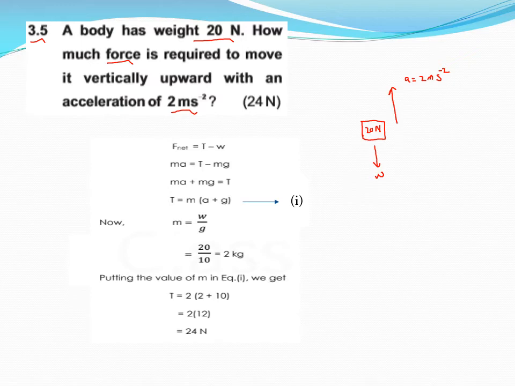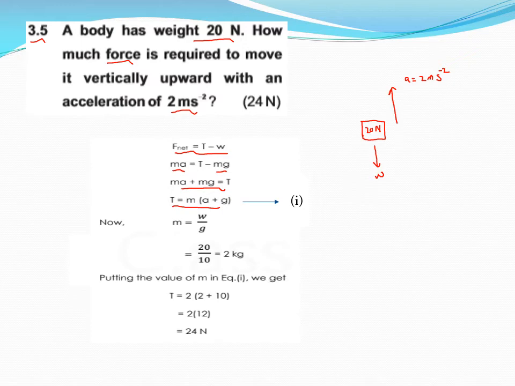As the body is moving upward, F net equals T minus W. Here T represents the upward force, and W represents the downward force, and this T minus W suggests that T is greater than W. That's why F net is generated, and F is equal to ma, and W is equal to mg. Now rearranging it, finally we get T equals m times (a plus g).